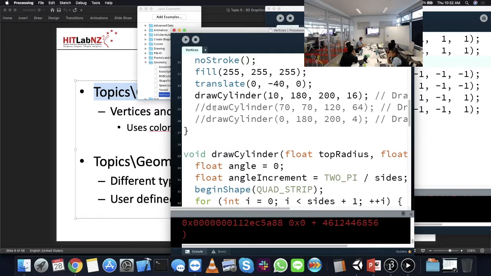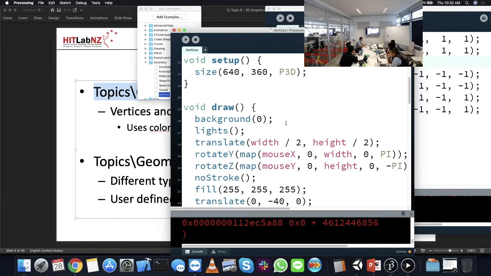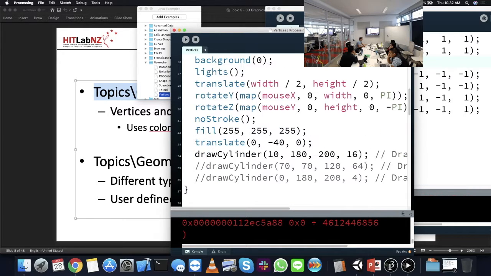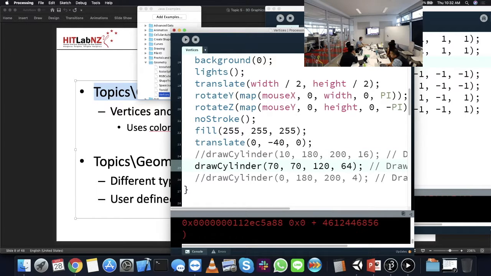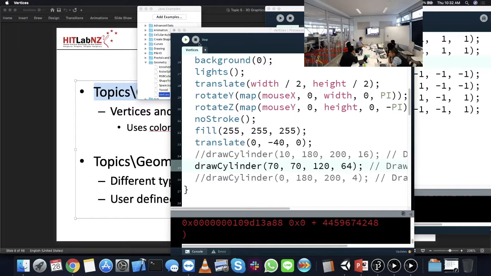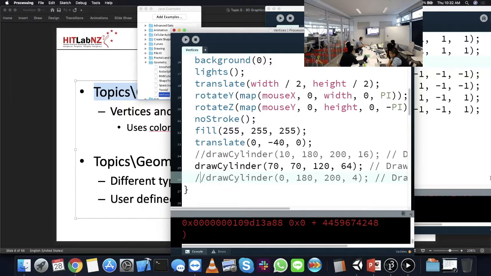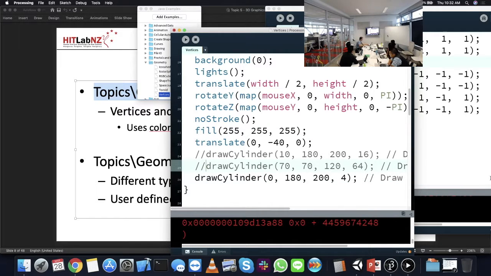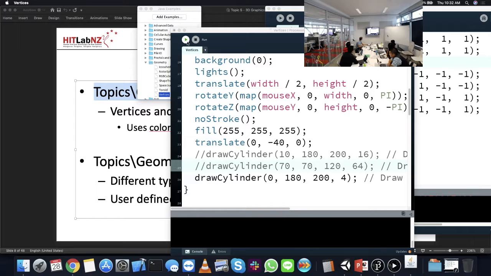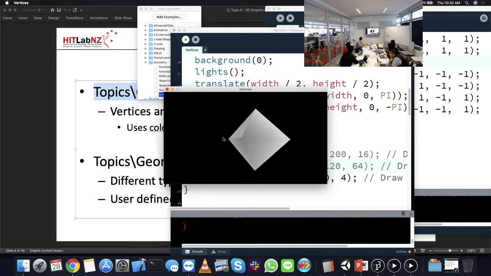So you see we have this draw cylinder method. In our draw method, we set up the background, we turn on some lights, move some stuff around. And there are 3 different examples that they have here of draw cylinder methods. If we run through, we've seen the first one. The second one is literally just a cylinder, but it's a bit smoother. And then the third one, from memory, is a pyramid. So there we go, it's a pyramid with 4 sides.